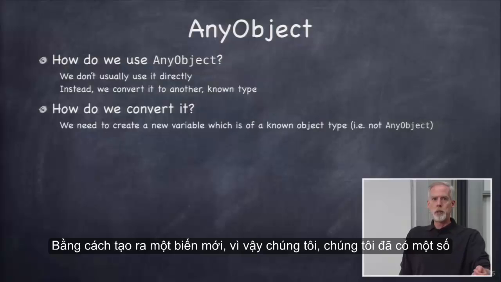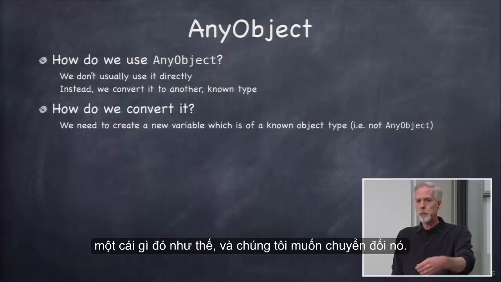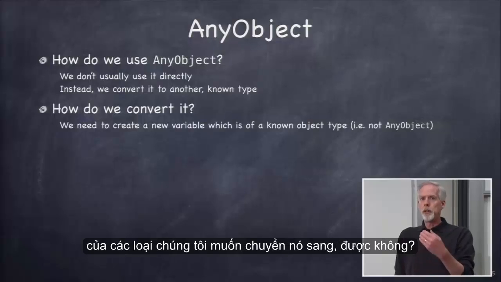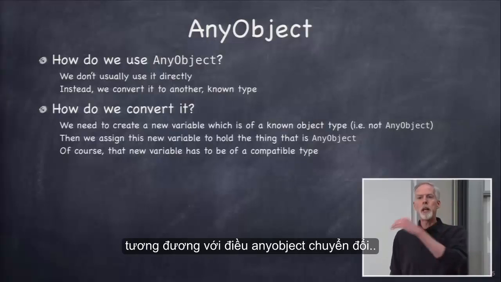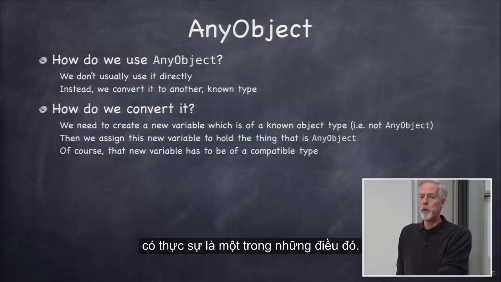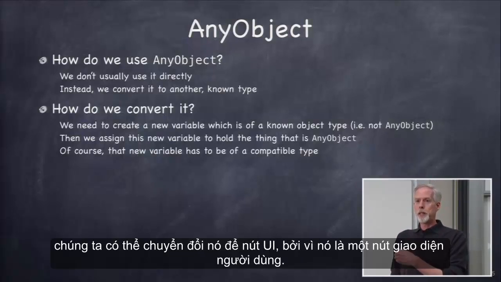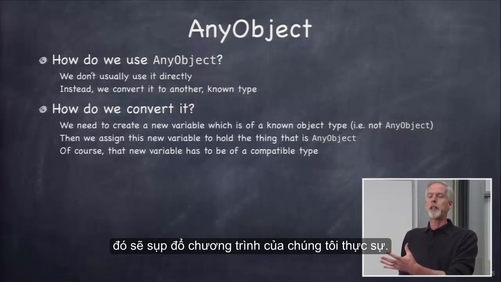And we do that by creating a new variable. So we've got some any object. It was an argument to a method, or it's a local variable, or something like that, and we want to convert it. So we're going to create a new variable of the type we want to convert it to, and we're going to assign this new variable to be equal to that any object thing converted. Now, of course, we have to convert it to a compatible type. It actually has to be one of those things. So if we got the UI button back from button type and it comes back as any object, we can convert it to UI button because it is a UI button. But we can't convert it to a UI label. It's not a UI label, so that would crash our program actually.